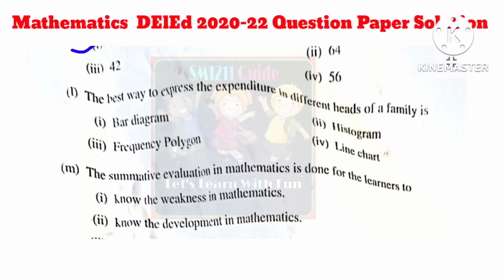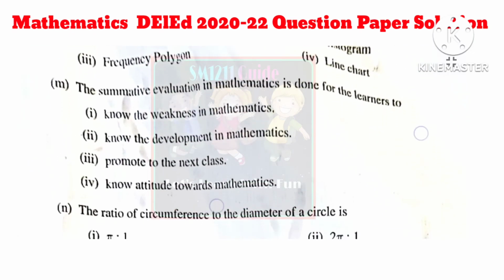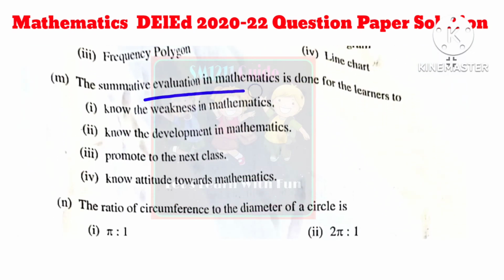Next question, the best way to express the expenditure in different heads of a family is the bar diagram. Next, the summative evaluation in mathematics is done for the learners to know the development in mathematics. This is the correct answer over here.